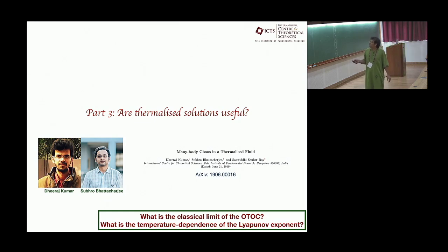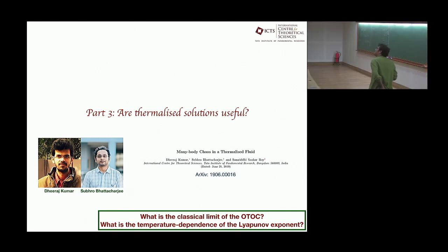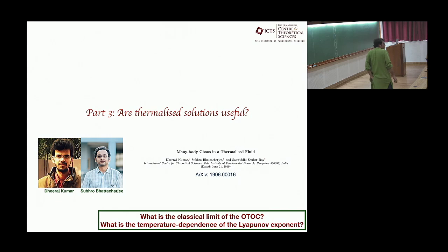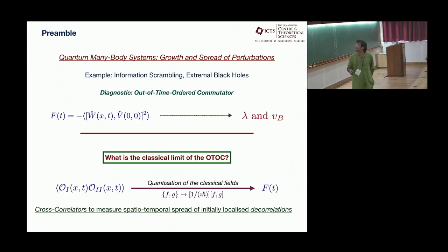This paper is on arXiv. Since Shubro gave the background to these problems, I won't labor the point, except to say that the thrust of this is to ask what is the classical limit of these OTOCs that Shubro was talking about, and secondly, what is the temperature dependence of the Lyapunov exponent. We'll see that the truncated Burgers equation seems to be a useful tool to actually study this.